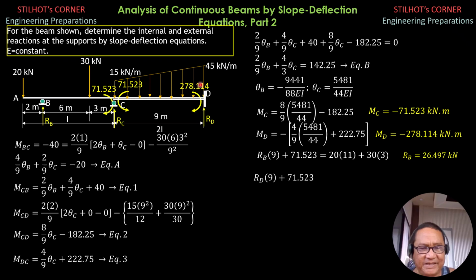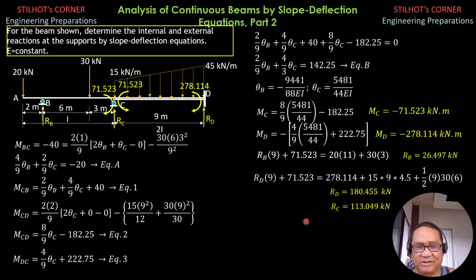So R sub D times 9 plus 71.523 equals 278.114 plus 15 times 9 times 4.5 plus 1 half of 9 times 30 times 6. So R sub D is 180.455 kilonewtons, and I want you to solve for R sub C and verify that it is equal to 113.049 kilonewtons. So that's for that problem.